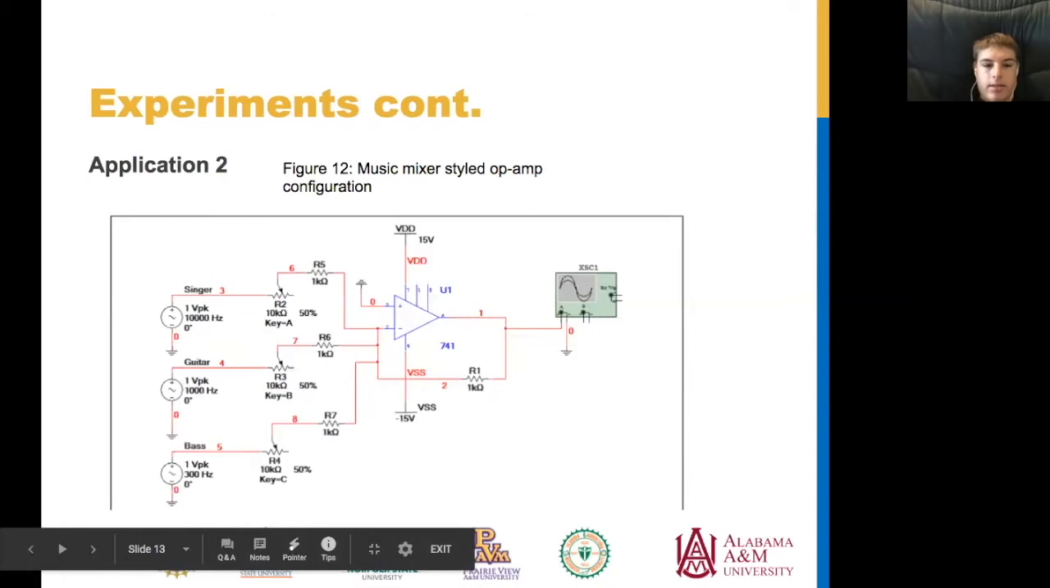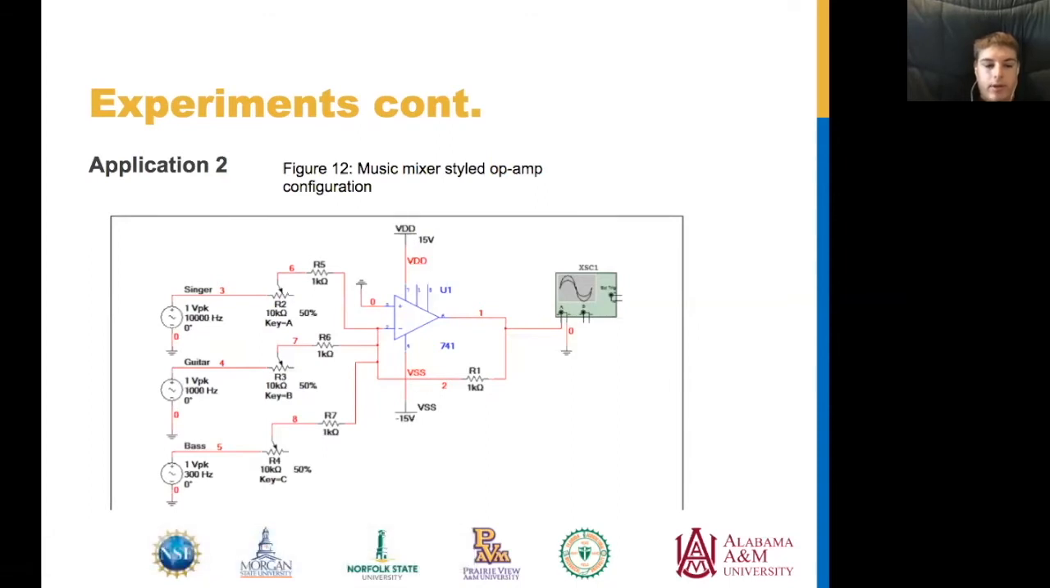Here is the second application we went over during the summer. We looked at an audio mixer, which takes these 3 inputs on the left, the singer, guitar, and bass, and converts them into a single output on the right.